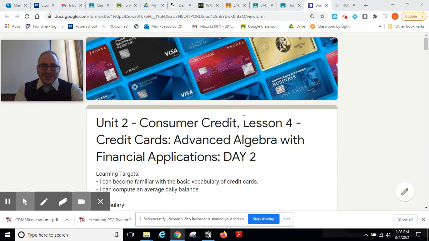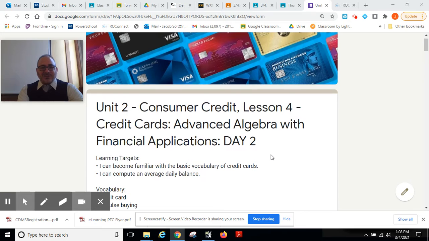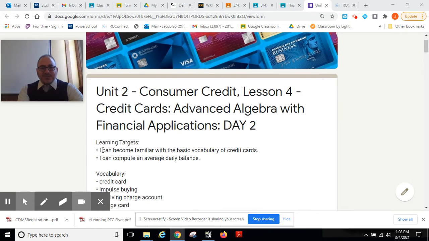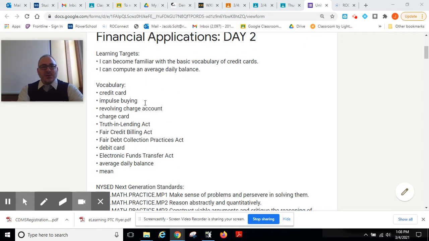All right, welcome to Advanced Algebra with Financial Applications. We're working on day 2 today, and here are our learning targets. Learning target number 1, I can become familiar with the basic vocabulary of credit cards. We're working on these vocab terms right here.